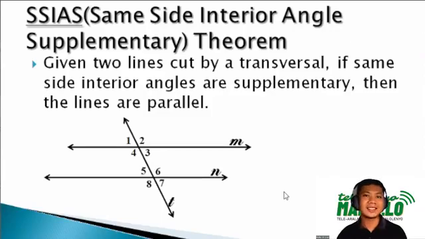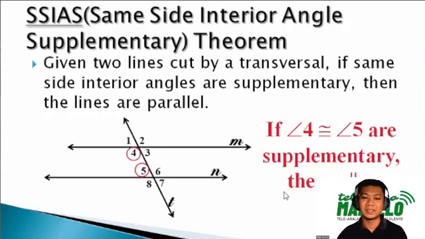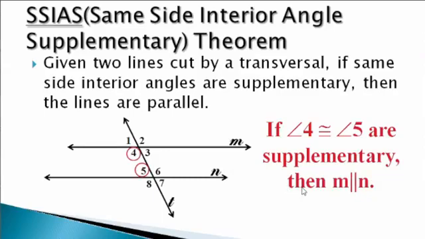But which are the same side interior angles? And please take note that they are also supplementary. Okay. For this example, we have angle 4 and angle 5. Okay. Sorry for this technicality. If angle 4 and angle 5 are supplementary, please take note we will not use the congruent symbol. Okay? Please take note again, we will not use the congruent symbol. This is a typographical error.